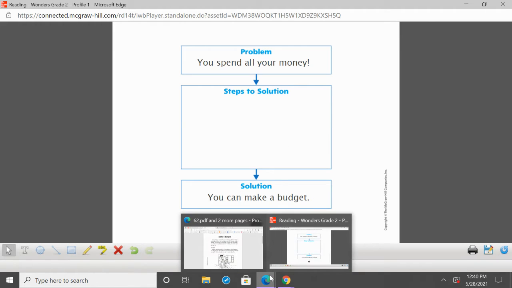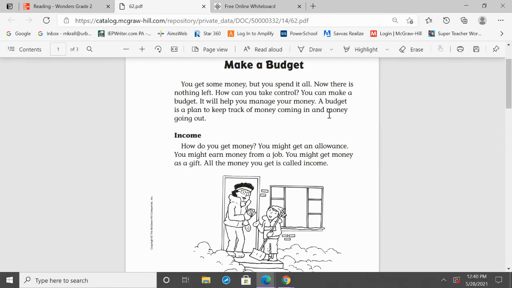So now we need to figure out the steps to the solution. So we need to go ahead and read. I'm going to start at the top and just start from the beginning.